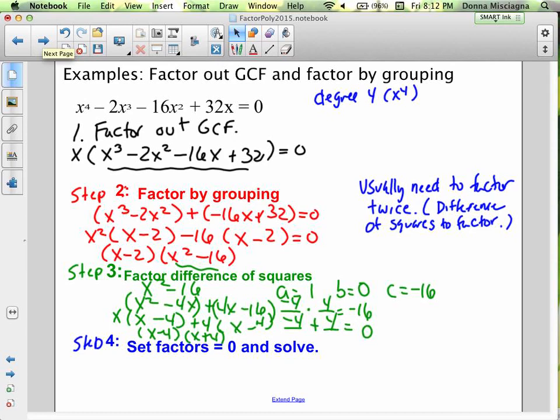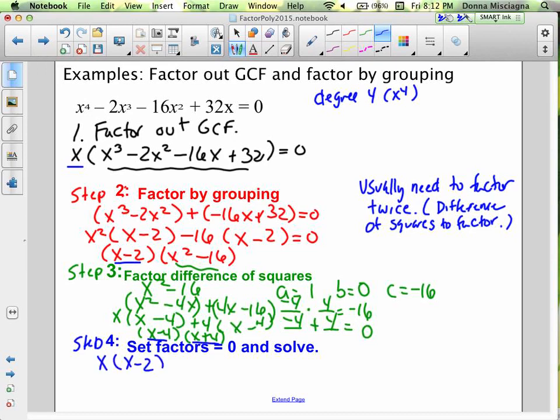All right, our last step here is to set all our factors equal to 0 and solve. Now don't forget anybody along the way. We factored out an x, then we have an x minus 2. We factored the difference of squares, and we have x minus 4 and x plus 4. Always go back to the degree and make sure you have as many terms, right, as the degree. So we have x times x minus 2 times x minus 4 times x plus 4 equals 0.